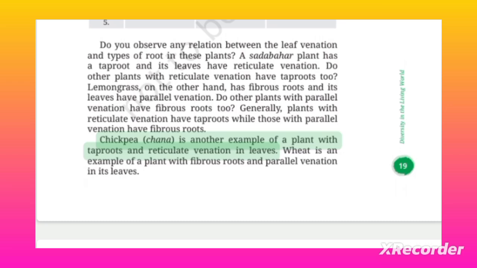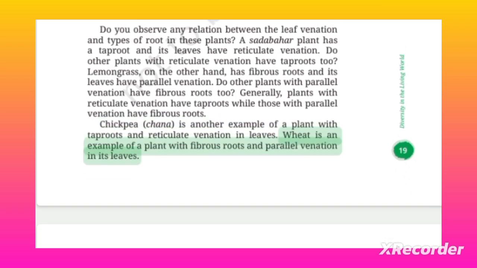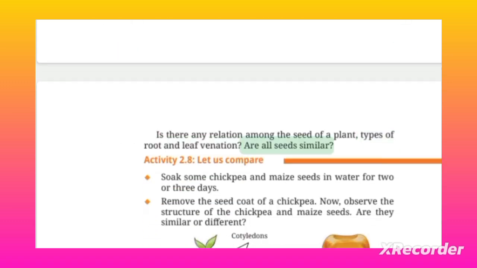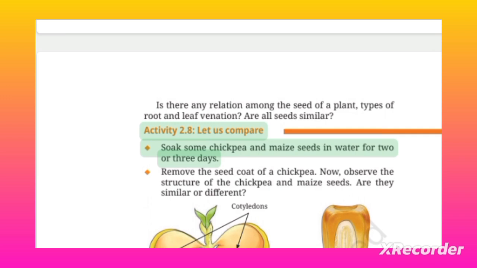Chickpea (chana) is another example of a plant with taproots and reticulate venation in leaves. Wheat is an example of a plant with fibrous roots and parallel venation in its leaves. Are all seeds similar? Activity 2.8.